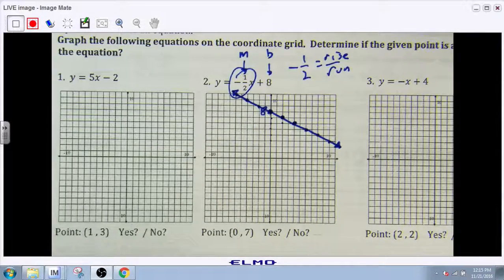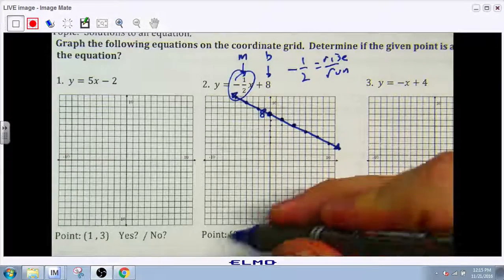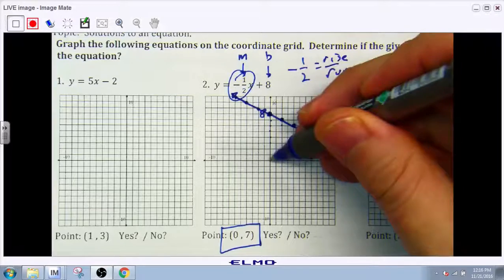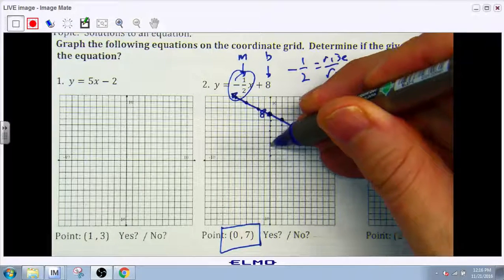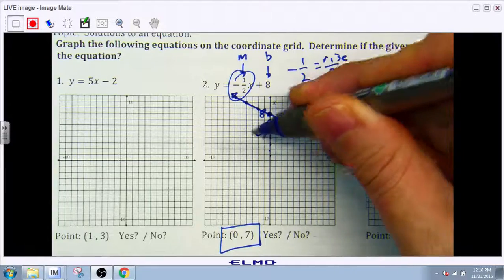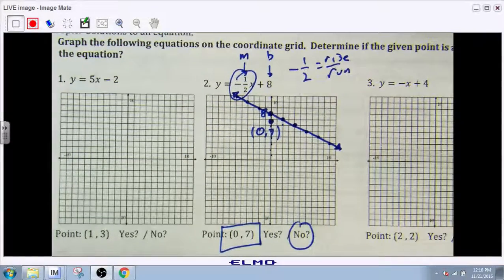And then all I have to do is look at the point that it's asking me. It says, is the point 0, 7 a solution? Well, here's 0, 1, 2, 3, 4, 5, 6, 7. That's 0, 7, and it is not a solution. No way.